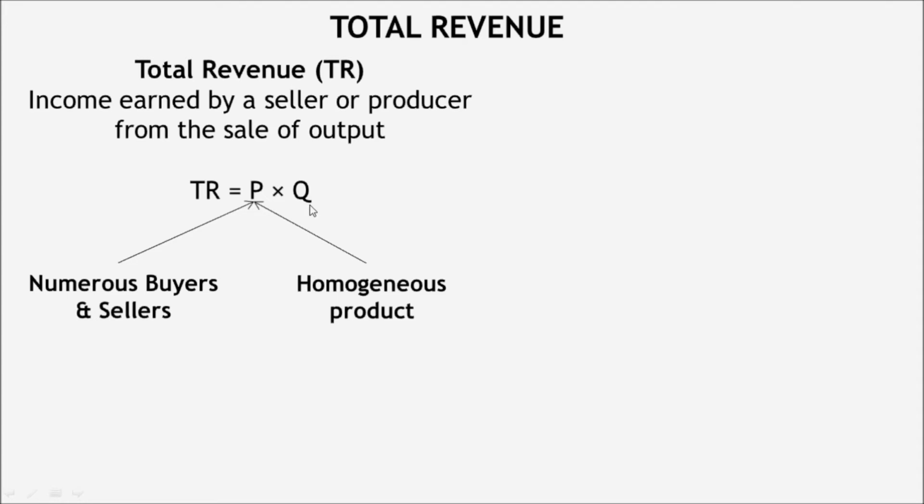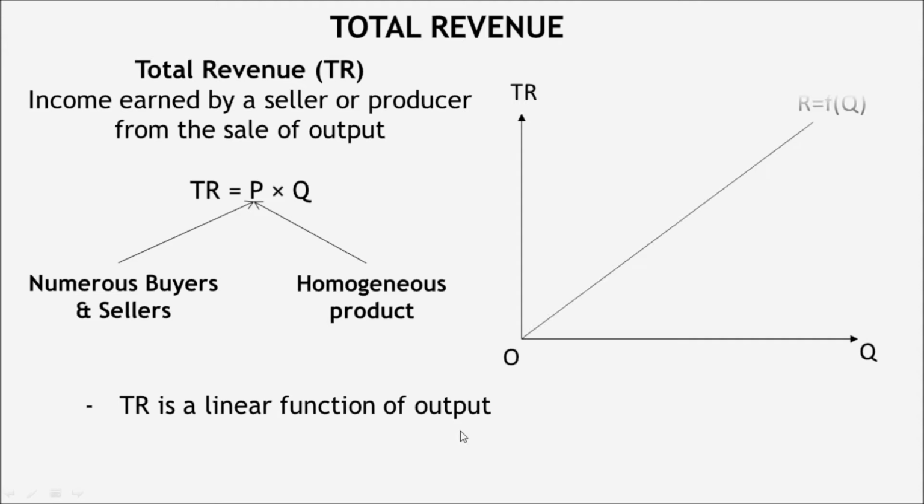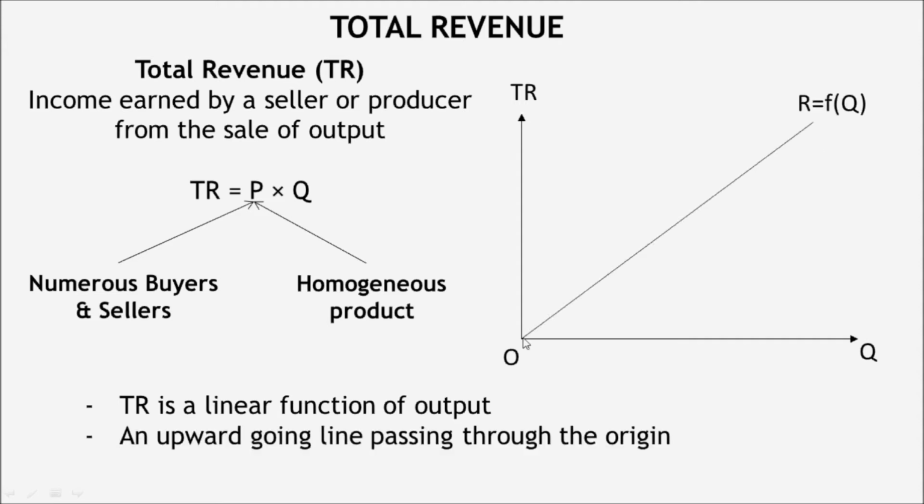Thus, total revenue at any output, which is equal to price per unit multiplied by quantity sold, is a linear function of quantity. In the figure, showing quantity along the horizontal axis and total revenue along the vertical axis, we can draw the total revenue curve. As total revenue is a linear function of output, it can be presented as an upward going line passing through the origin, which means total revenue rises with the rise in output.